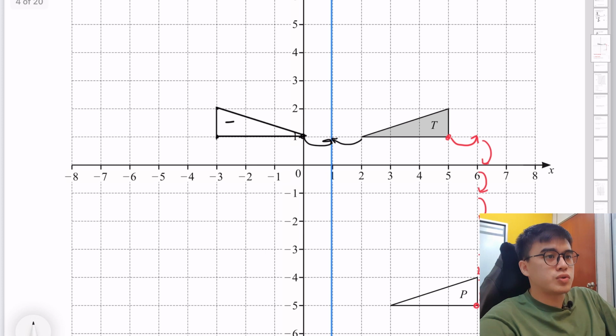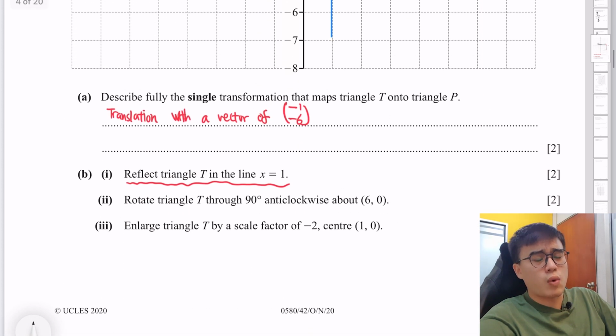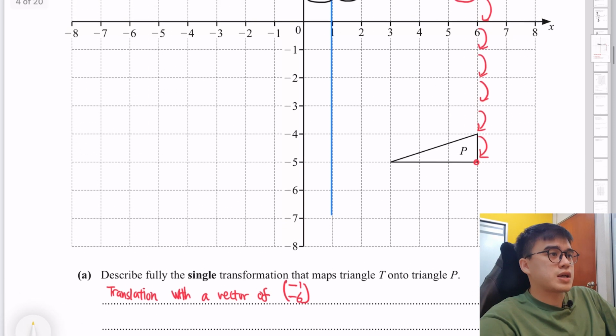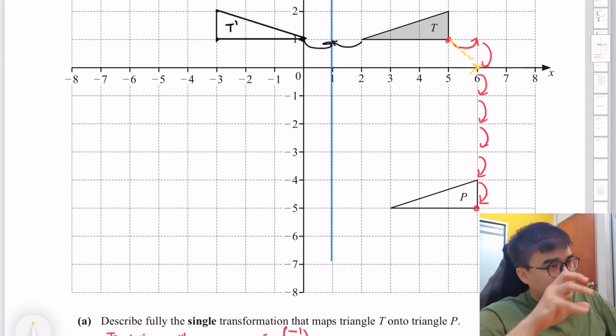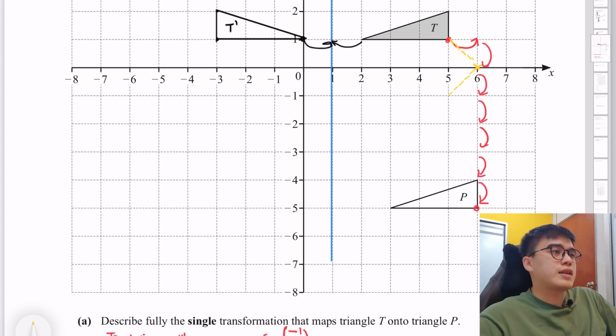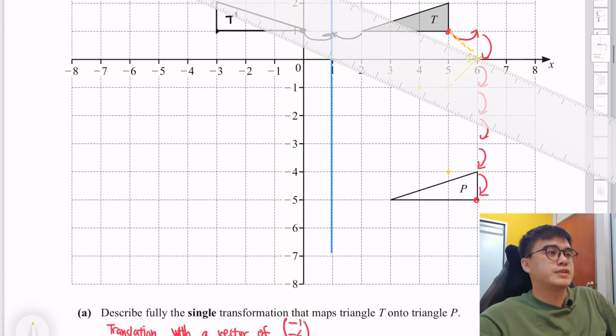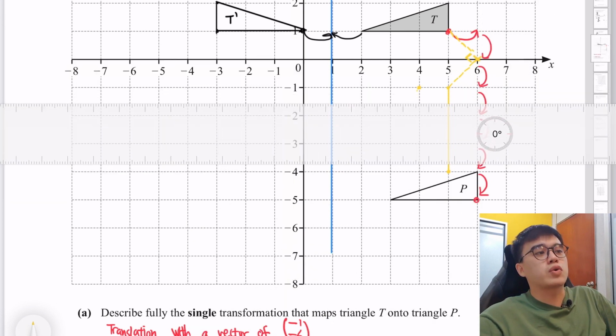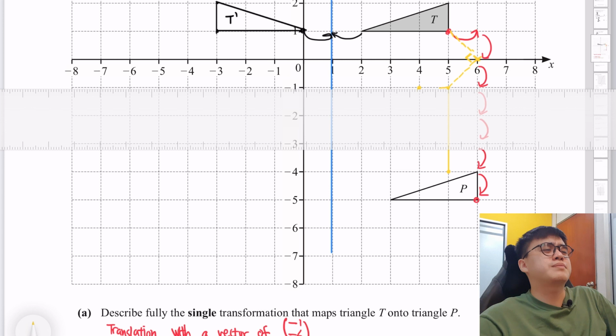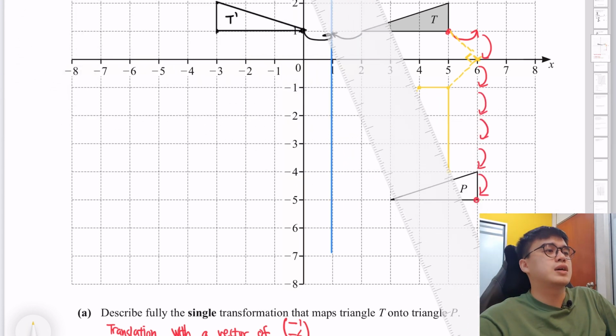As for B number 2, they are looking for rotate triangle T through 90 degrees anti-clockwise about the point 6, 0. So 6, 0 is actually this yellow point that I labeled here. Anti-clockwise means I'll be pushing my triangle T downwards. With that, I roughly illustrated a 90 degree turn to show you what's happening. And I'm able to roughly sketch out where the T image would be located, and it should look something like this.